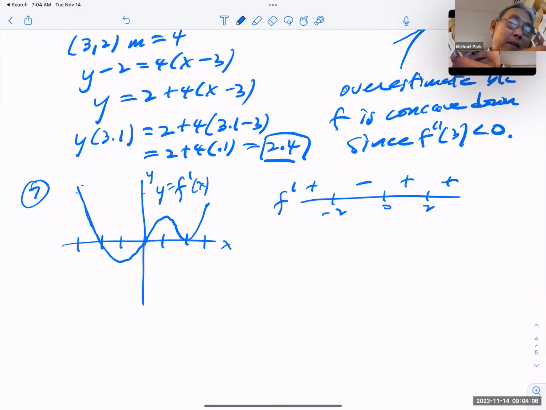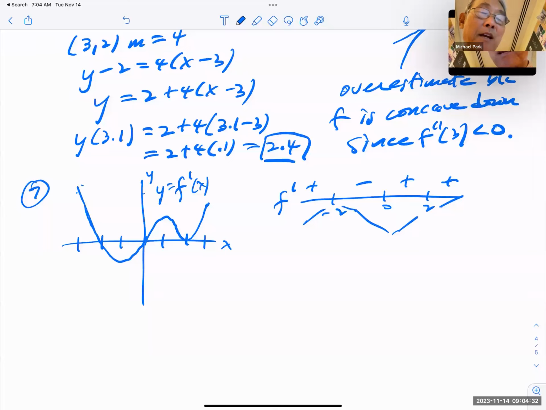Now, what does this all mean? That means the original function f is increasing, decreasing, increasing, and increasing. So that means there's going to be a local maximum at -2, and there's going to be a local minimum at 0. And if you had to justify your answer, there's a local max at x equals -2 because f prime changes from plus to minus. There's a local minimum at x equals 0 because f prime changes from minus to plus. And there's neither at x equals 2 because f prime doesn't change sign. However, there's no justification on this problem.